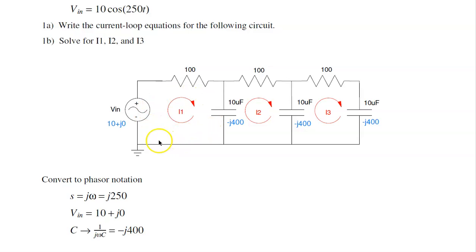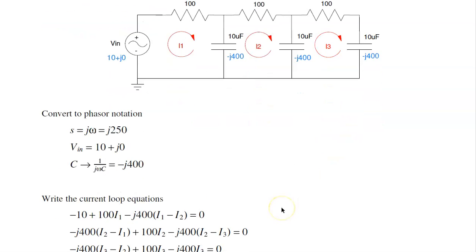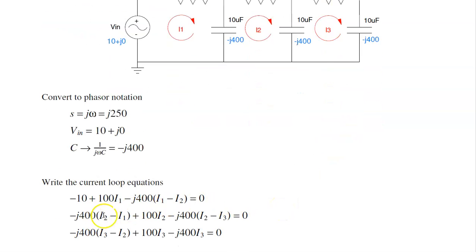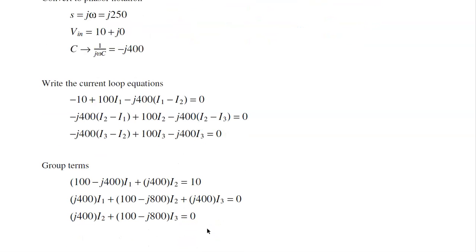Around loop I1, it's minus 10 plus 100 I1 minus j 400 times I1 minus I2. Around loop I2, around loop I3, write your loop equations. And this is what you should get. Around loop I2, I have minus j 400, I2 minus I1, plus 100 I2, minus j 400 times I2 minus I3, likewise for loop 3. That gives you three equations, three unknowns.